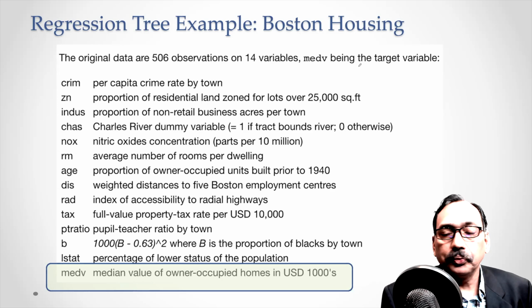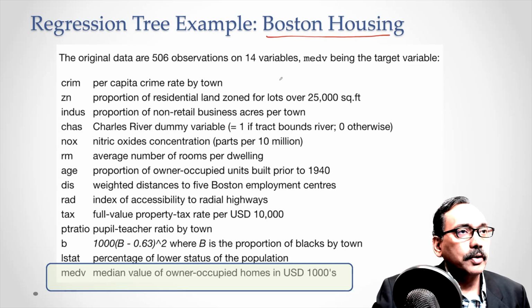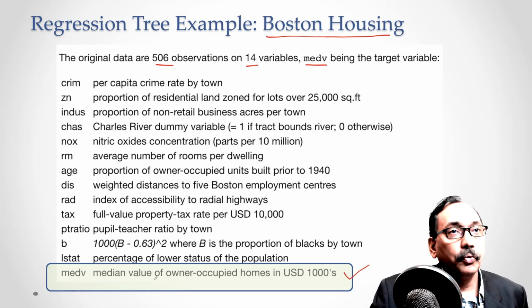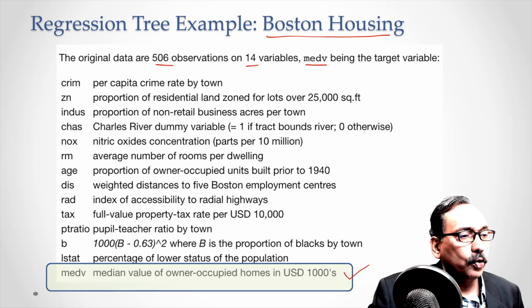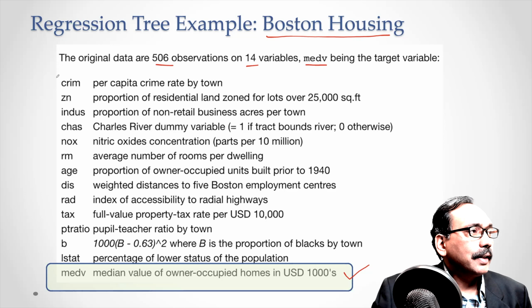Now coming to one example of regression tree, here we are using our familiar data, Boston housing. We have seen this earlier too. This one has 506 observations, 14 variables, and MEDV is the target variable. This is the response, which is numeric. It is the median value of owner occupied homes in thousands of dollars. And then you have 13 independent variables.